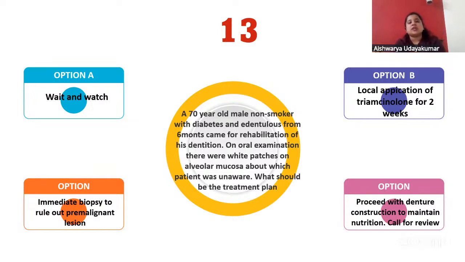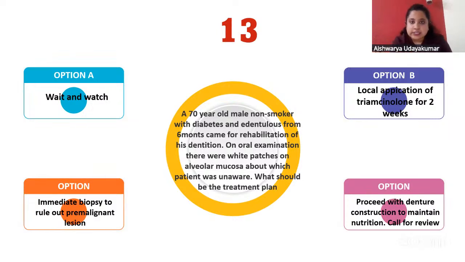When a patient comes for rehabilitation, we can't just wait and watch. The second one is local application of triamcinolone. Applying a steroid there cannot be an option before ruling it out. Here in the question, it is clearly given that the patient is a non-smoker, so immediate biopsy can be ruled out. When the patient is a smoker, definitely a premalignant lesion can develop. So option B is proceed with denture construction to maintain nutrition and then call for review.